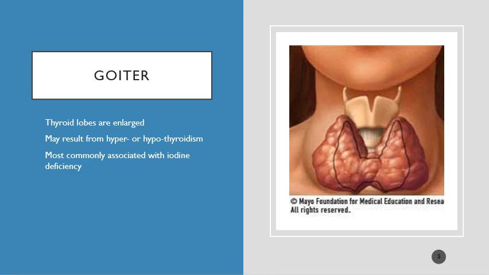A goiter is essentially an enlarged thyroid gland where the lobes are enlarged beyond the normal border. This creates a bulge at the base of the neck. Goiters can result from hyper or hypothyroidism. It was most commonly associated with iodine deficiency, which we learned in the hypothyroidism presentation is a major cause of hypothyroidism around the world. Now it's more commonly associated with Hashimoto's thyroiditis and Graves' disease.